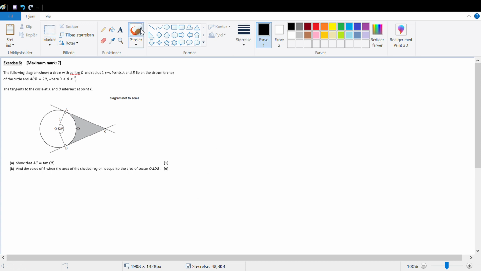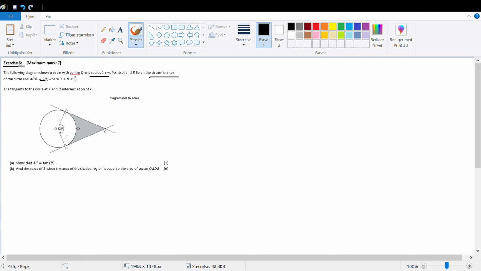Okay, let's try this one. We're on the last one now, exercise 6 in paper 2. The following diagram shows a circle with center O and a radius of 1 centimeter. Okay, so we know there's a radius of 1. Points A and B lie on the circumference of the circle. Okay, so on the edge, and AOB is equal to 2 theta.